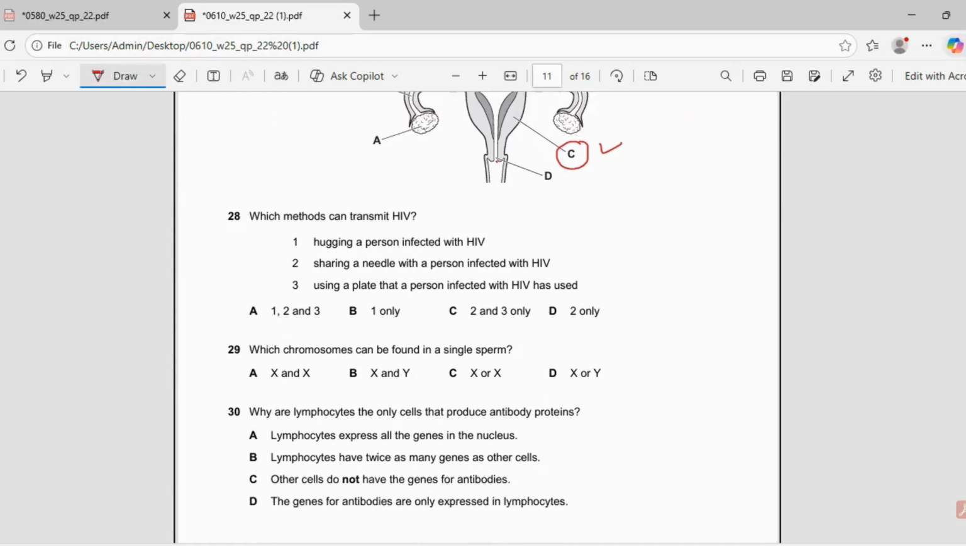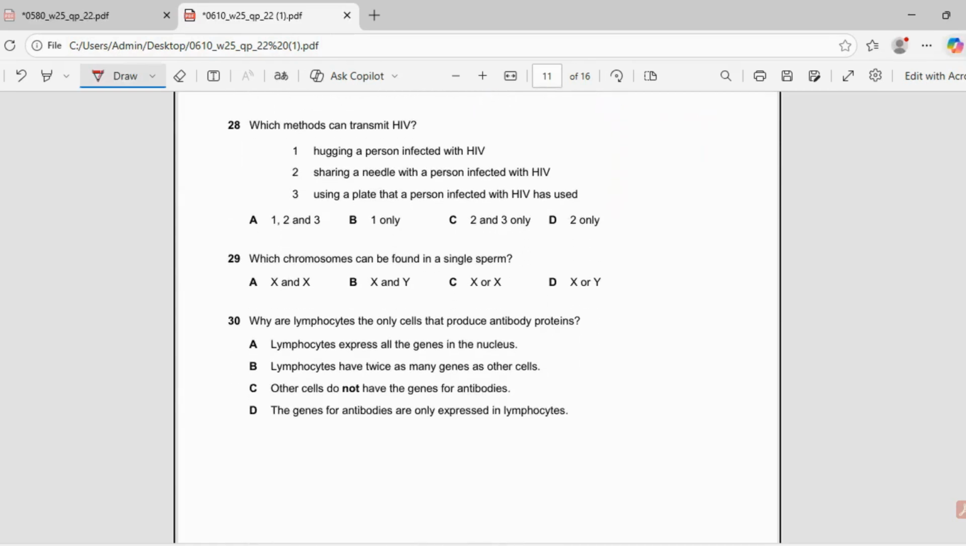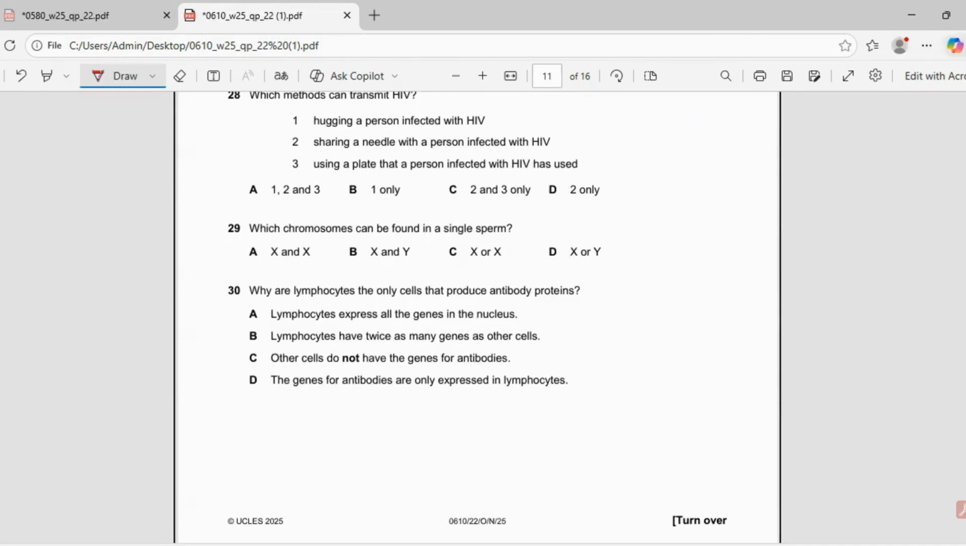Coming to the next question, question number 28. Which method can transmit HIV? So HIV stands for human immunodeficiency virus, that causes AIDS. So hugging a person does not transmit the disease, because HIV is transmitted when there are fluids in contact. Sharing a needle with a person infected with HIV, yes, this can bring the fluids in contact. So this is of course present. Using a plate that a person infected with HIV has used, no, this also will not transmit the HIV virus. So the answer will be D.